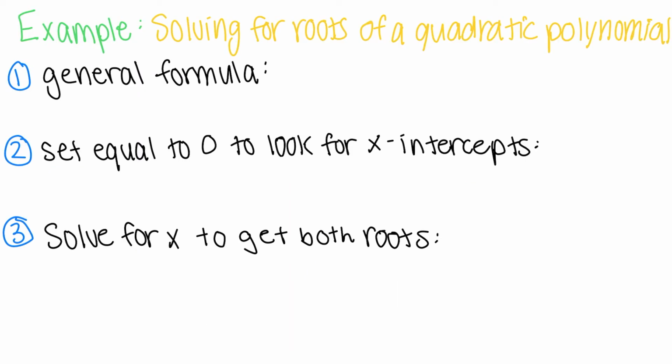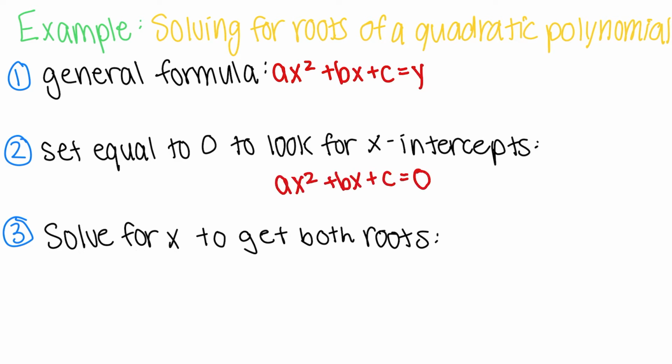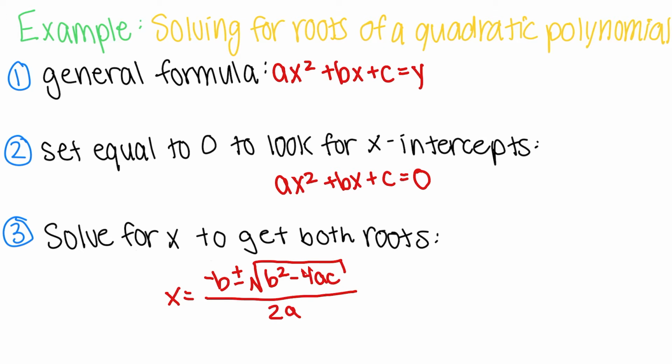For a more concrete explanation, let's throw back to the good old middle school days. To solve for the roots of a quadratic polynomial, there's first the general equation, which we then set equal to 0, to solve for the x-intercepts. Lastly, we'll solve for x to get both roots, which I'm assuming this equation is very familiar to many of you watching.